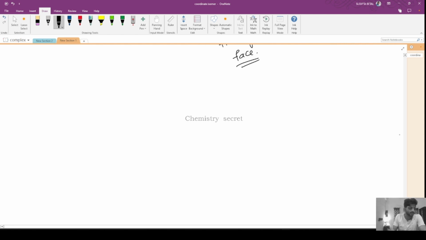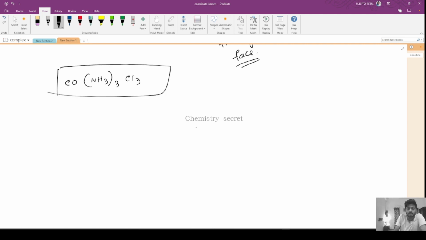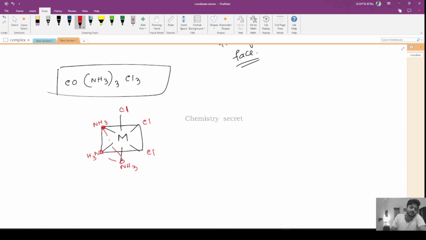If we take an example, like cobalt NH3 whole 3 Cl3, the metal is here, and if we consider 3 ammonia and 3 chlorine, this is the facial isomer. You can easily see that this is the triangular face, and in this triangular face there are three vertices. The three vertices are occupied by three same ligands.